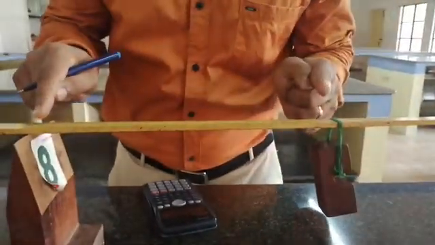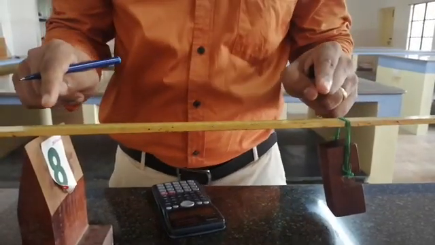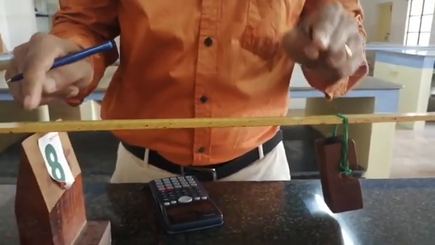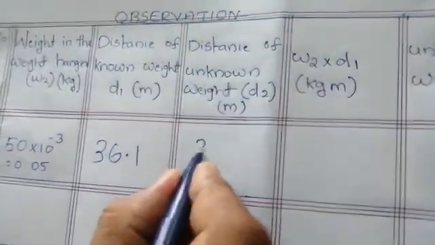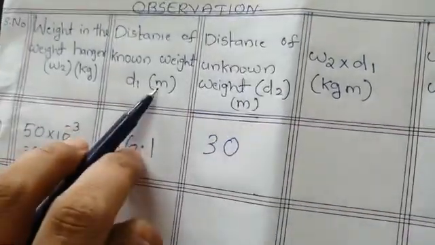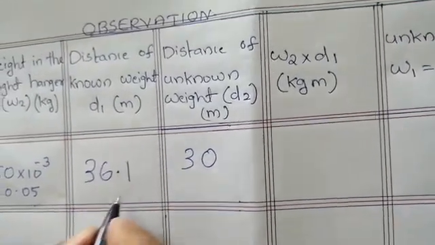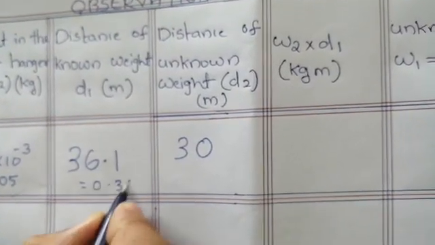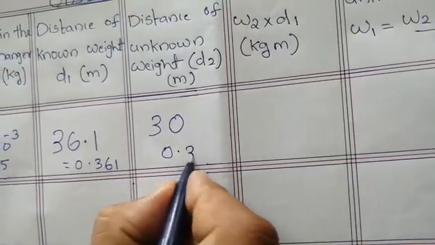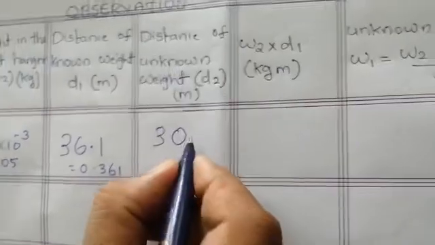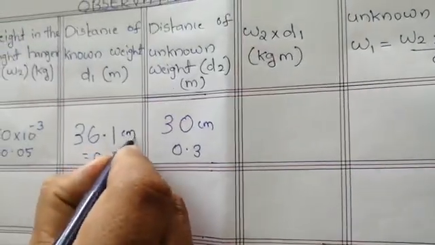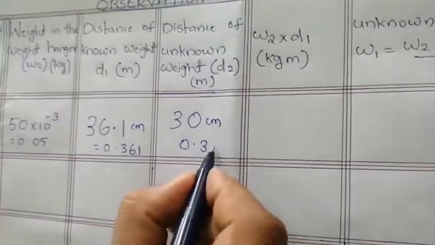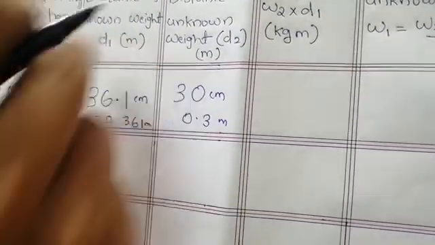Next column you can see distance of unknown weight, D2. This is my unknown weight, and this is the distance. This distance already we fixed, 51.7 to 21.7, so distance is 30 centimeter. That is a fixed quantity, so I am writing 30 centimeter. This is centimeter. You need here meter. How to convert centimeter to meter? Either into 10 to the power minus 2 or divide by 100, which is equal to 0.3. This is centimeter, this is meter, 0.361 meter. No need to mention it again because already you mentioned over here.